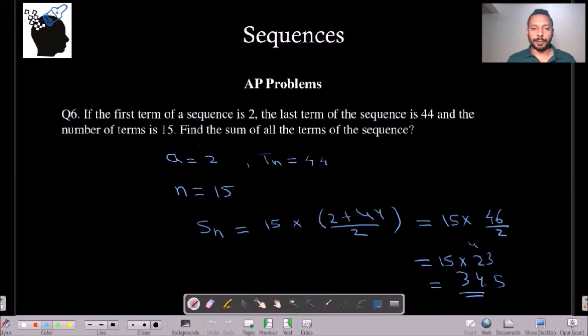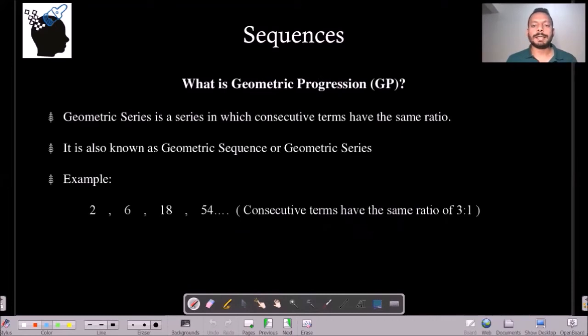I hope the arithmetic progression theory is clear to you now. Let's move on to geometric progression. So what exactly is geometric progression? Geometric progression is a series in which the consecutive terms have the same common ratio.